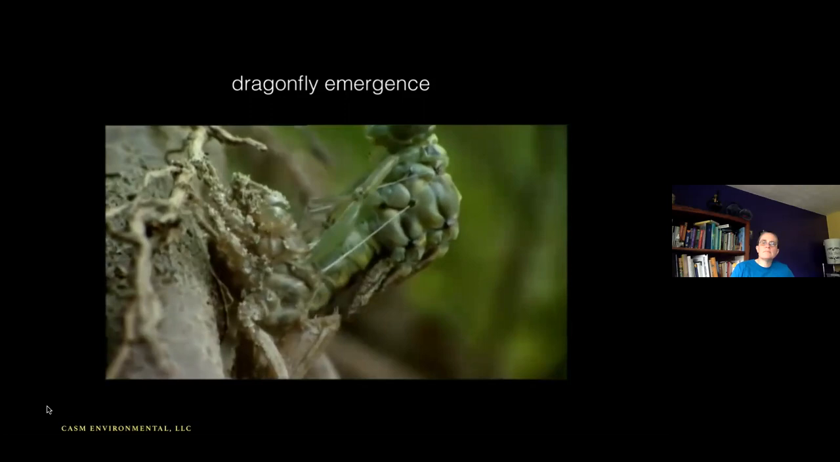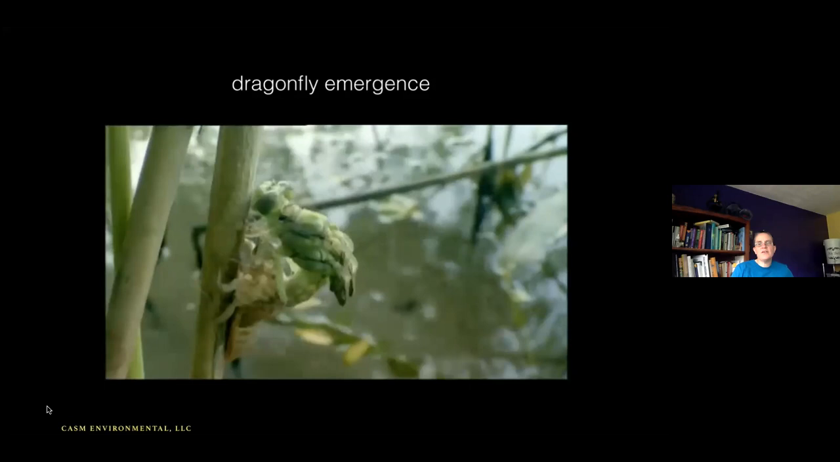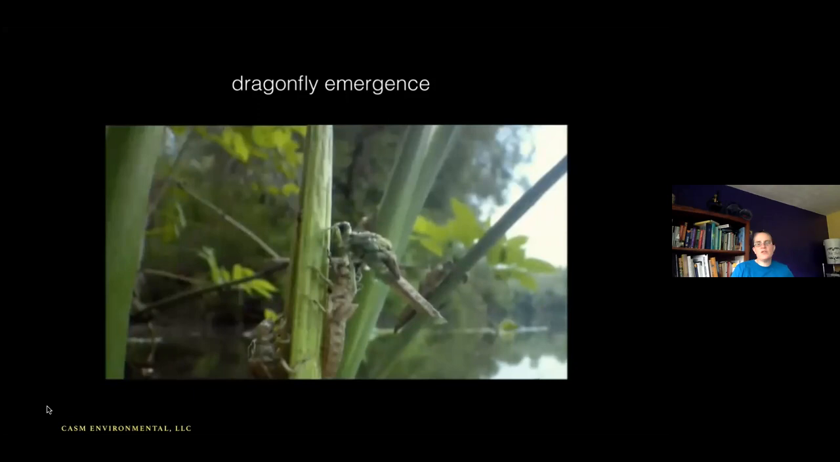You see it swallowing air, inflating its body, hoping it pulls itself out. It's hard work. Grabs onto the surface with its legs, pulls out the abdomen. Those wings are tiny little crumpled things.